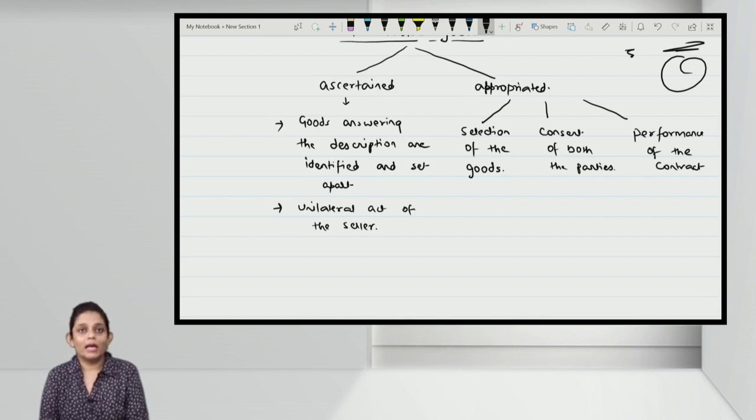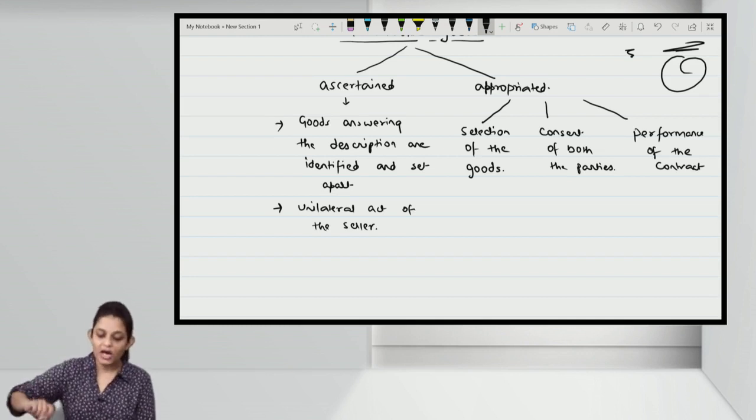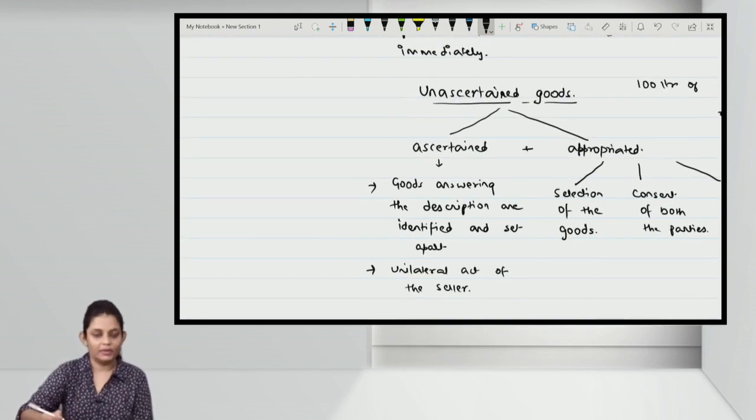Now understand, if the contract is silent and doesn't say anything about appropriation, then if the seller gives the delivery, the seller has appropriated. If the buyer takes the delivery, the buyer has appropriated. So I repeat again, in case of unascertained goods, ownership is transferred after the goods are ascertained and appropriated.